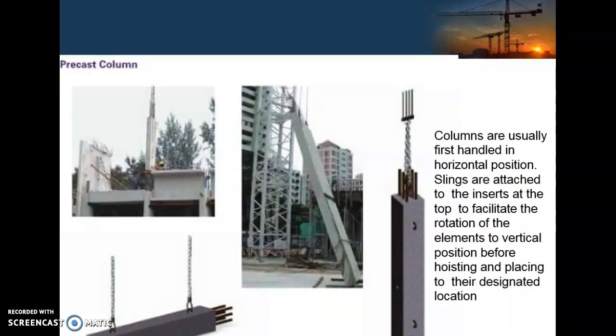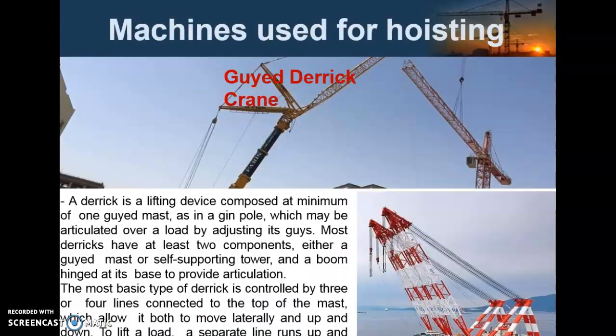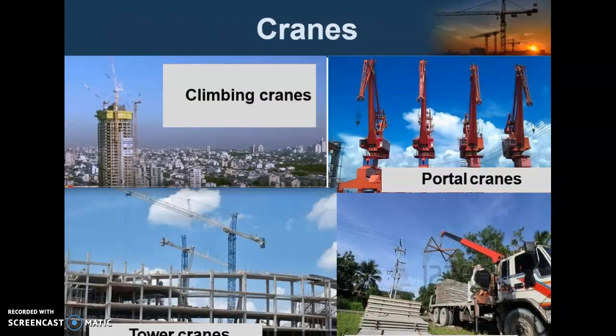It is the lifting process of precast column elements. Columns are usually first handled in a horizontal position. Slings are attached to inserts at the top to facilitate the rotation of the elements to vertical position before hoisting and placing to their designed location. There are several machineries used for hoisting. Several cranes are used, which are climbing cranes, portal cranes, tower cranes, and mobile cranes.